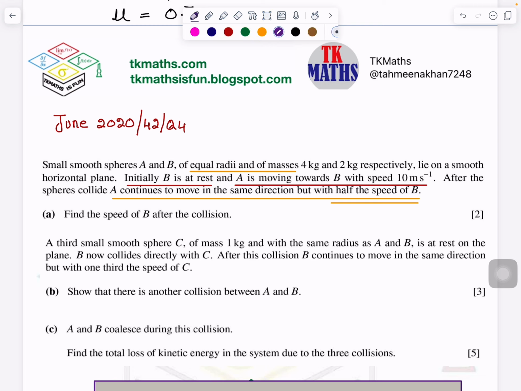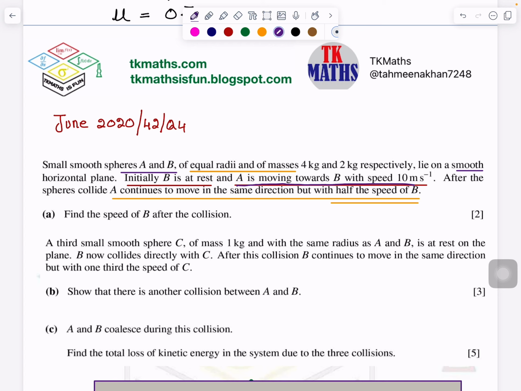I have highlighted the important points here. We are talking about two spheres, A and B. They have equal radii and different masses. Saying equal radii means they have the same size when you look at them. The masses are 4 kg and 2 kg. They are on a smooth plane, so we are not talking about friction. Initially B is at rest, so the velocity of B is 0, and A is moving towards B with this speed.